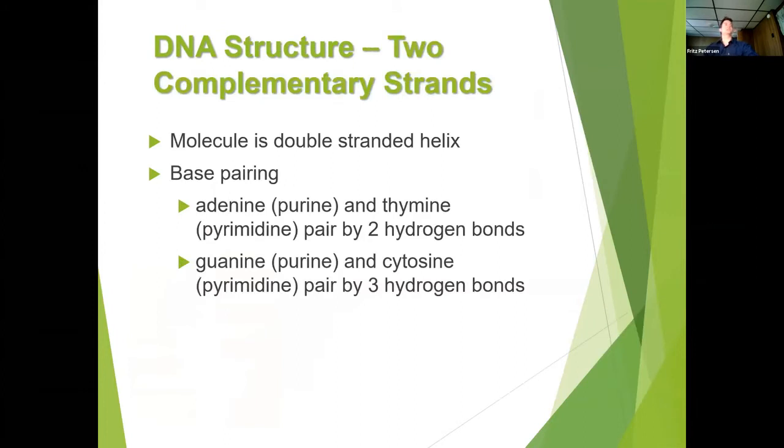So DNA is comprised of 2 complementary strands, and the molecule shape is a double helix. For these 2 strands to be held together, these bases need to be paired. The purine and pyrimidine bases of the complementary strands are paired together. For this to occur, adenine, which is your purine, pairs with thymine, the pyrimidine, by 2 hydrogen bonds, and guanine, your purine, pairs with cytosine, the pyrimidine, by 3 hydrogen bonds. I'll show you an image now, just illustrating that.